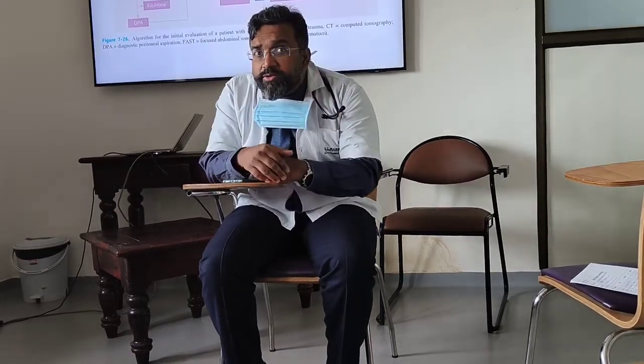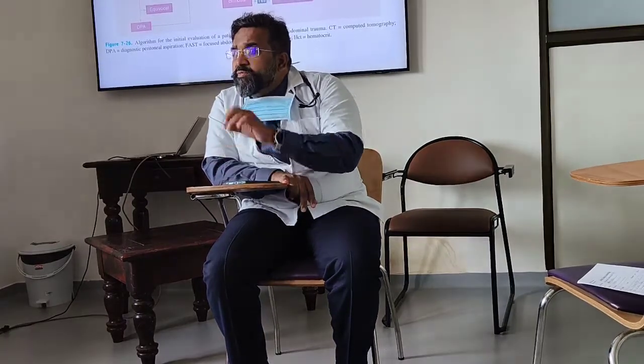What is M? Morrison's pouch. What is Morrison's pouch? The hepatorenal space. Now, why is that space so important? In a supine patient, if there is intraperitoneal fluid, the Morrison's pouch is the first place where it collects. The Morrison's pouch, also called the hepatorenal recess, is the space between the liver and the kidney. That is where the fluid will first accumulate.